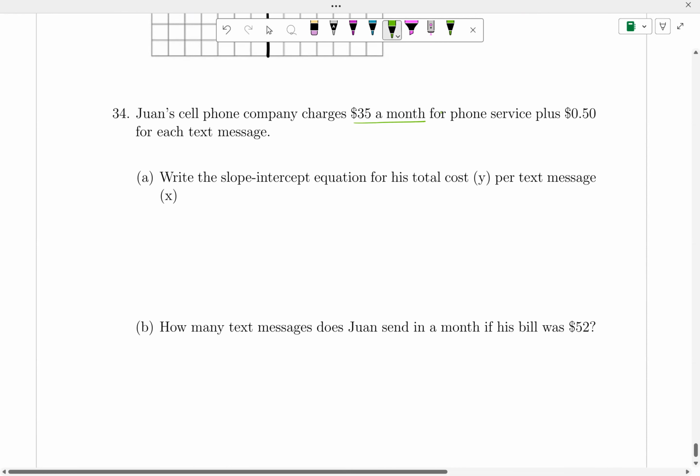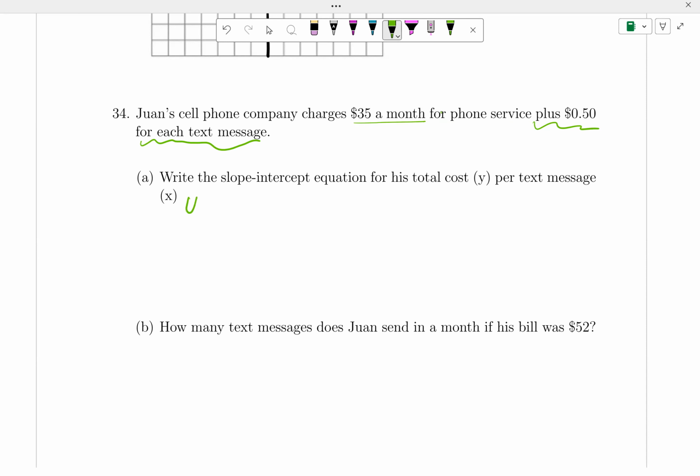Next question. One's cell phone company charges $35 a month, so that's a flat fee for phone service, and then they charge an additional 50 cents for each text message that's sent. Write the slope-intercept equation for his total cost y per text message. Okay, so the cost is y.